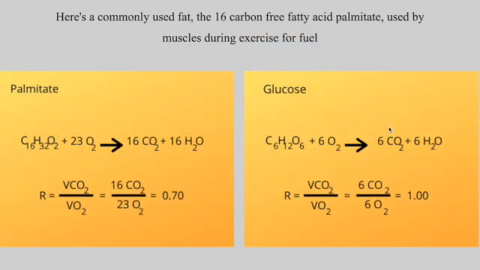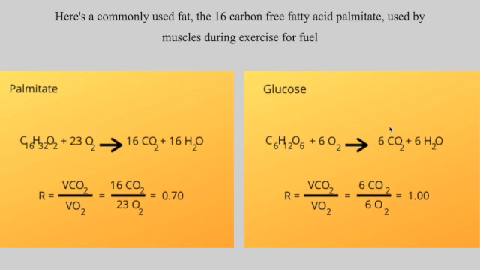Here's a commonly used fat. Okay, so now let's open up how those numbers work and how we can get to those numbers. However, you don't need to know this measurement. The cool part of those chambers or a metabolic analyzer is they all do this calculation for you. So it's just good to know how the calculation happens. Now I'm just explaining with a simple example. All right. The commonly used fat is a 16-carbon fatty acid, palmitate, used by muscle during exercise for fuel.